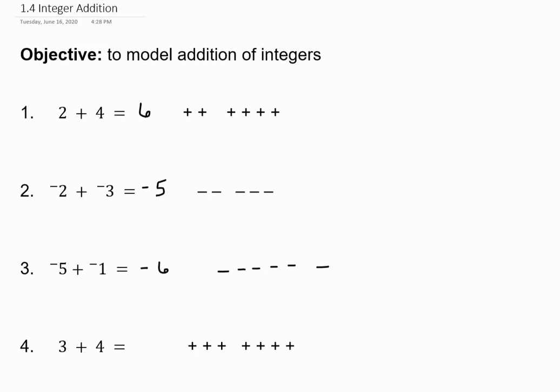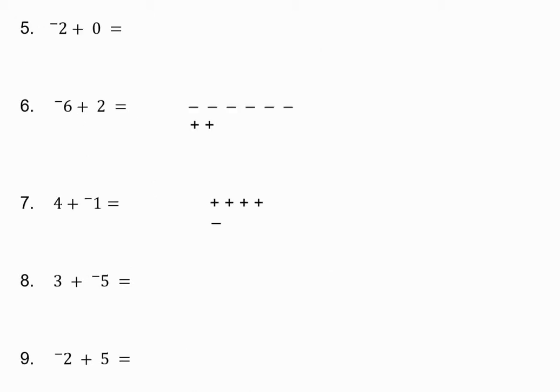And problem 4, again you can see I have 3 positives plus 4 positives, so altogether I have 7 positives. Problem number 5, negative 2 plus 0. So I have 2 negatives, and then I'm adding nothing to that, so I still just end up with 2 negatives, or negative 2 for my answer.